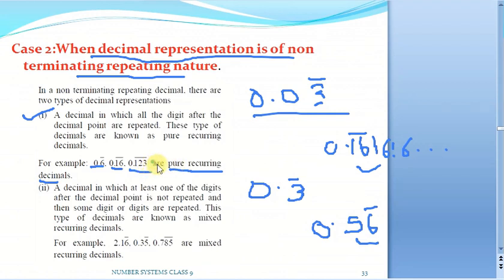As a block, it will be repeating. These are known as pure recurring. Reoccurring means it will reoccur like that. So that is going to be pure recurring decimal forms.